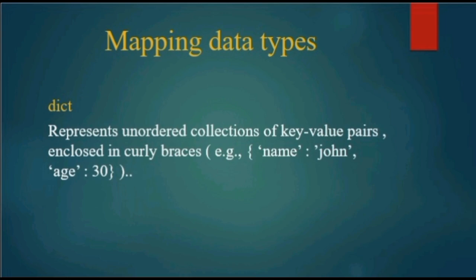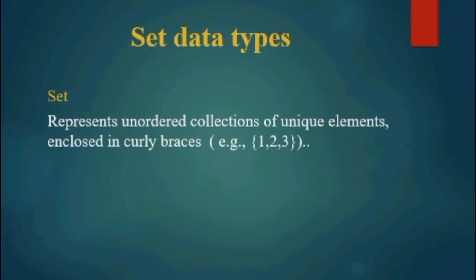Next one is the set data type. In Python, a set is a special type of data structure that stores a collection of unique items. This means if you try to add the same item more than once, it will only keep one copy. Sets are useful when you want to remove duplicates or check for common or different elements between two collections. For example, if you write open braces with 1, 2, 3, 2, Python will automatically store it as 1, 2, 3. It removes the extra value 2 because a set doesn't allow duplicates.